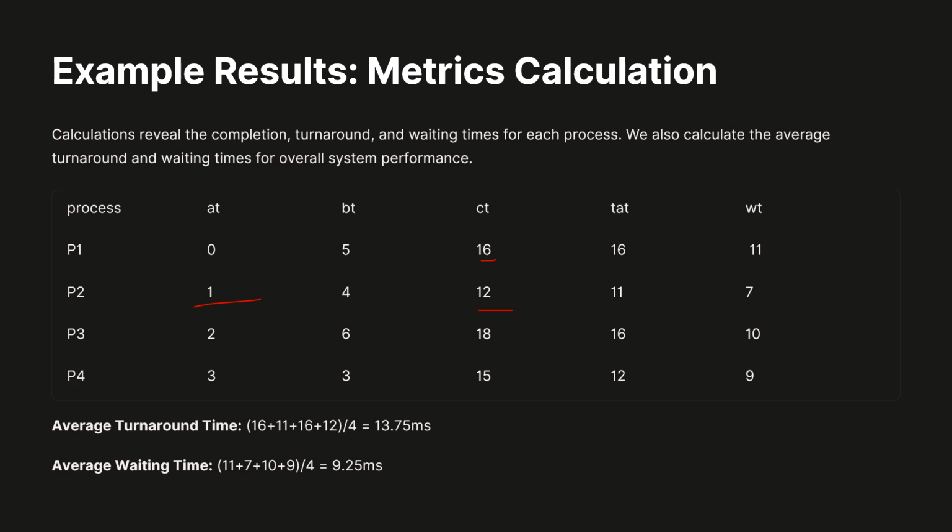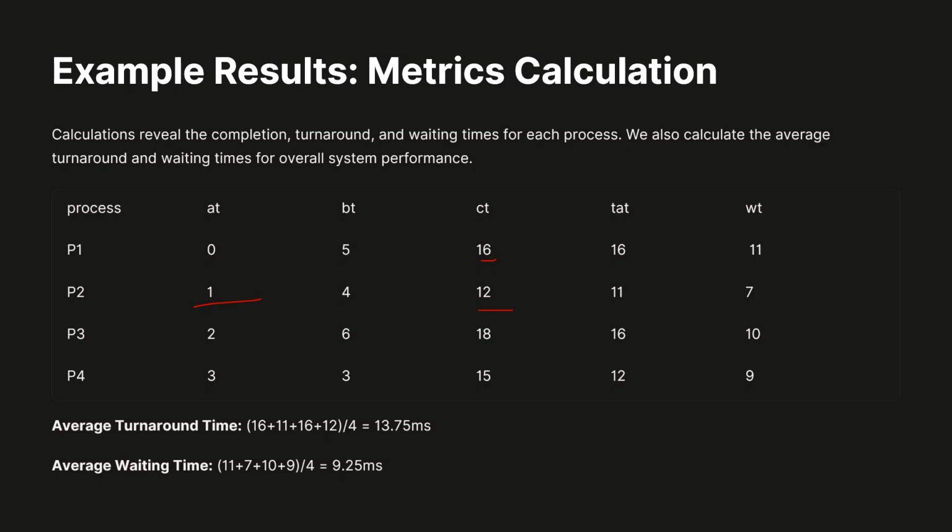Now we'll find the waiting time. The formula for waiting time is turnaround time minus burst time. So when you subtract burst time from turnaround time, you will get the waiting time. So 16 minus 5 is 11, 11 minus 4 is 7, 16 minus 6 is 10, and 12 minus 3 is 9. So here we have also got the waiting time.